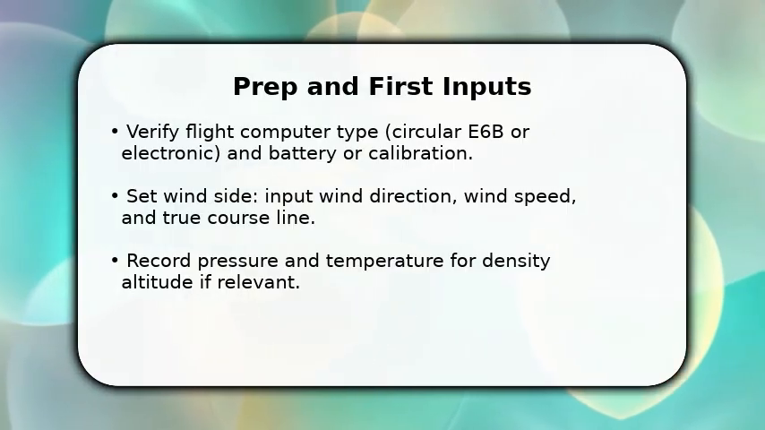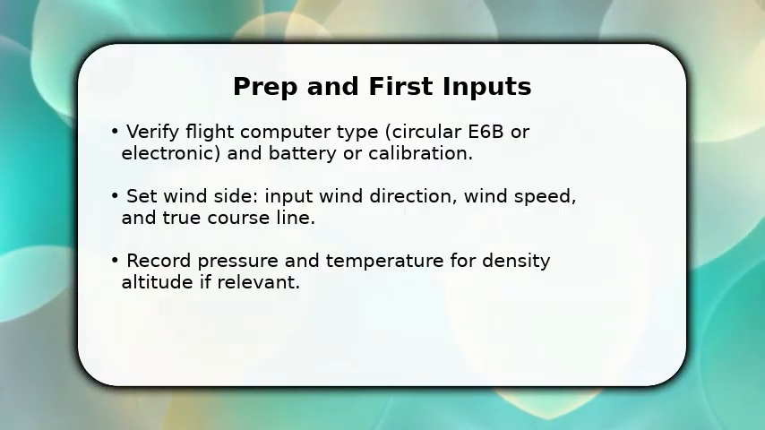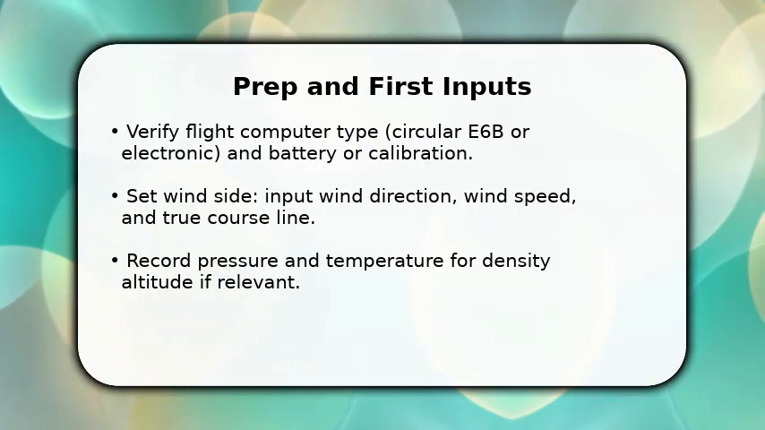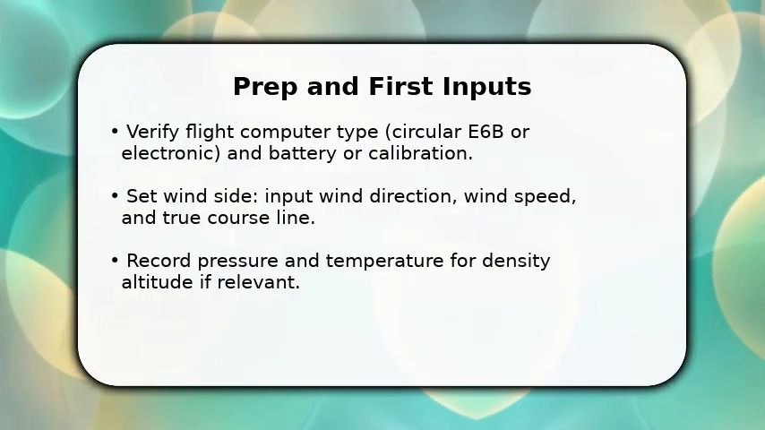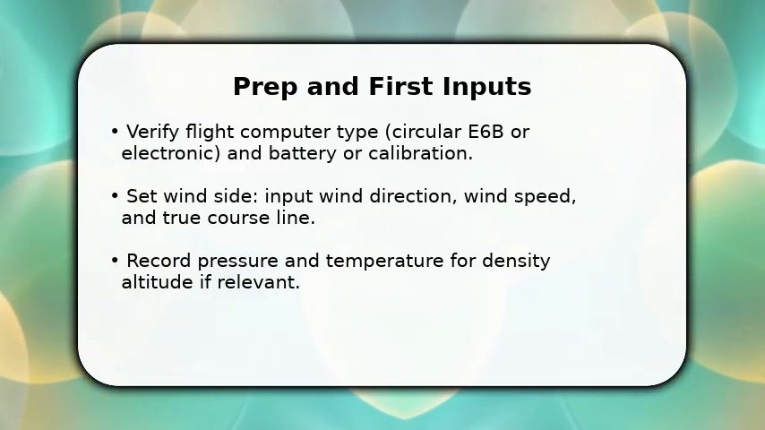Once done, set the true course across the center line so you can reference it quickly. You do this to establish both heading correction and ground speed baseline. This initial alignment saves time when you move to wind correction and fuel planning.